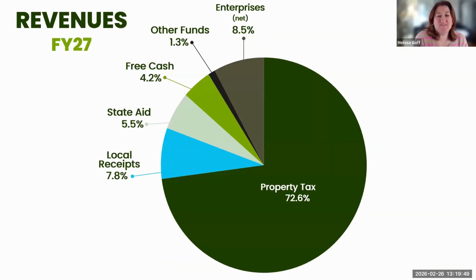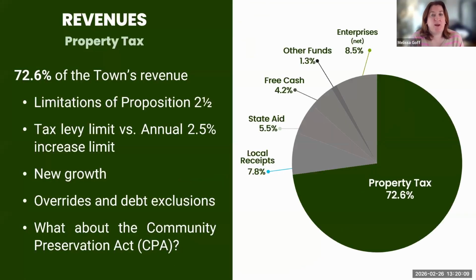Thanks, Chaz. So this is a pie chart that basically illustrates some of the funding sources that we use for the budget. The largest being property tax, which Chaz just discussed. And then we'll go through the other categories like local receipts and state aid, et cetera. So we can go ahead and flip to the next slide. So property tax is 72.6% of our budget. So that is a large component.